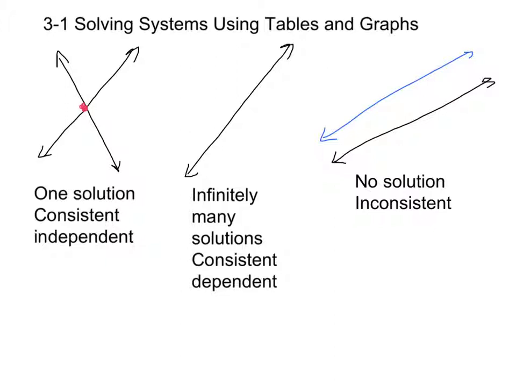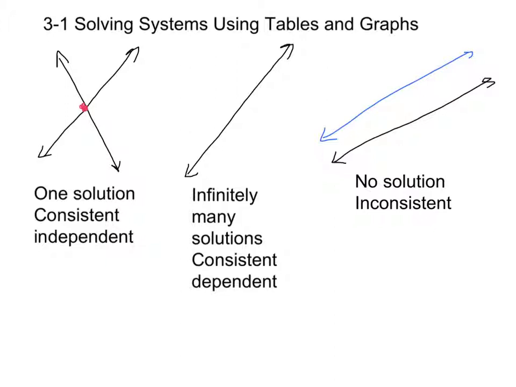Infinitely many solutions would be if the two graphs graph the exact same line. And then, of course, parallel lines would be no solution, and we call that inconsistent. If it's infinitely many solutions, that is consistent dependent. So you have a consistent independent, a consistent dependent, and then you have an inconsistent. Those are the three types of systems.